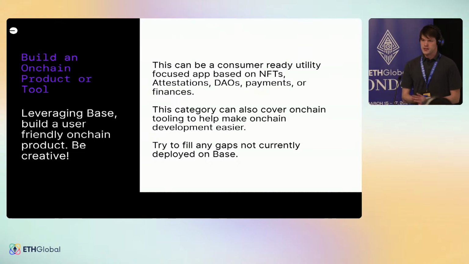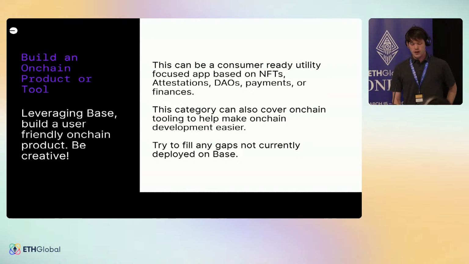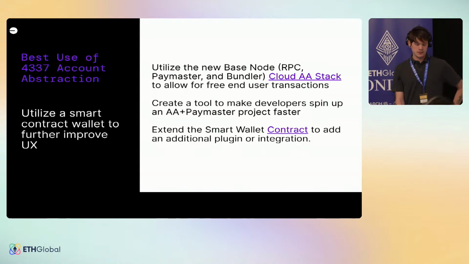Okay, so for our bounties, just to give a little more detail, the first one is build an on-chain product or tool. This is very generic in general. We just want people to build a product on Base that a normal person out there in the world, like somebody down the street in London, can use. Hopefully it fully shows that on-chain can be better than what we currently have in the Web 2 world. And lastly, try to fill any gaps that are not on Base.